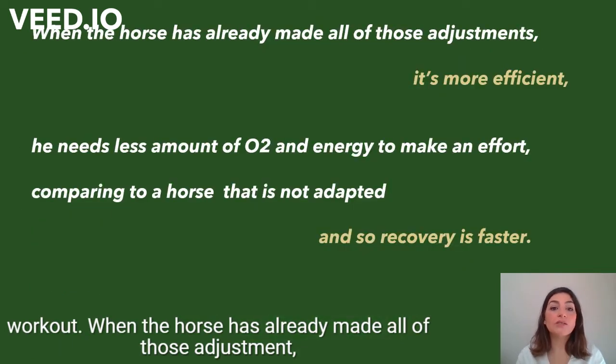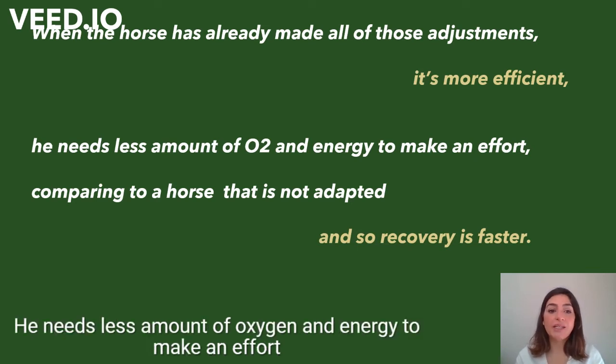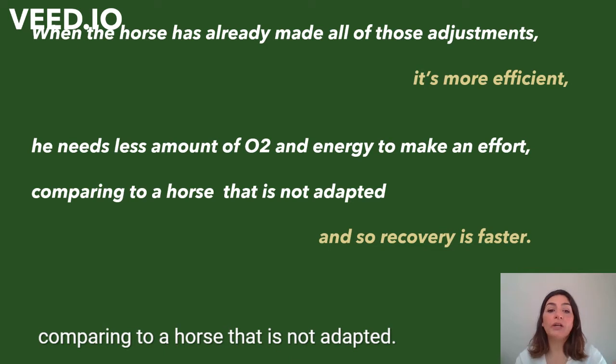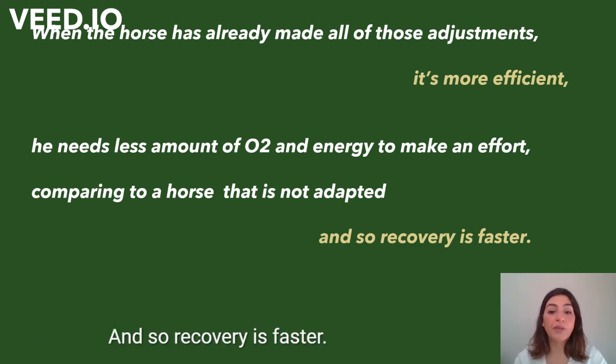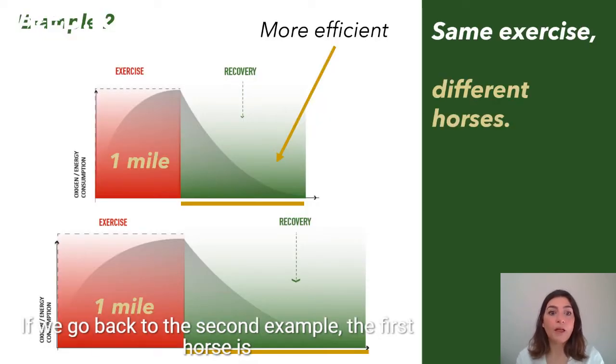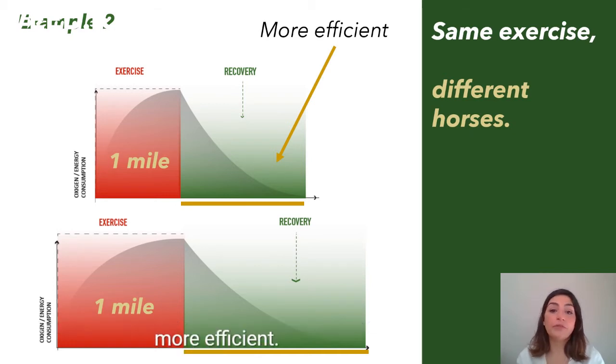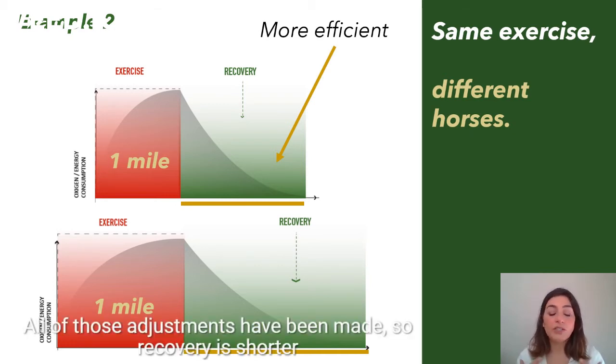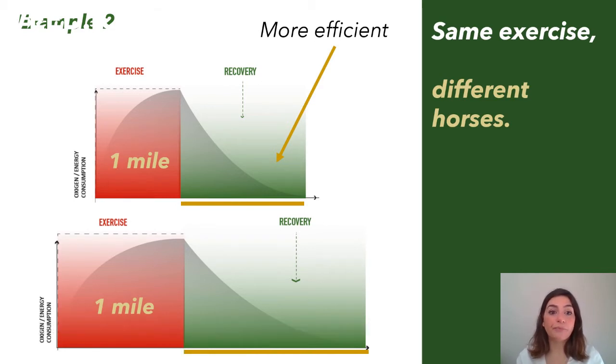When the horse has already made all of those adjustments, it's more efficient. He needs a smaller amount of oxygen and energy to make an effort, compared to a horse that is not adapted. And so recovery is faster. If we go back to the second example, the first horse is more efficient. All of those adjustments have been made, so recovery is shorter.